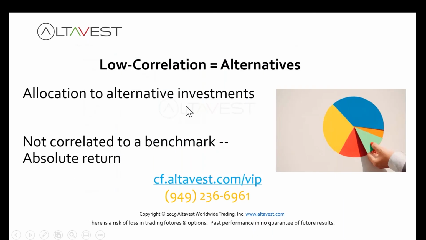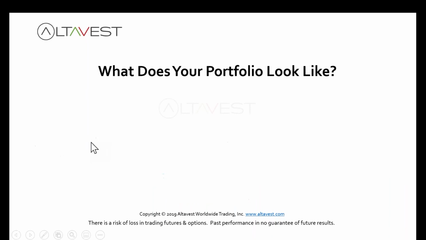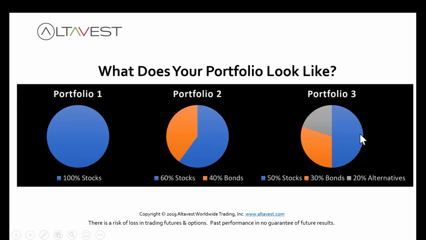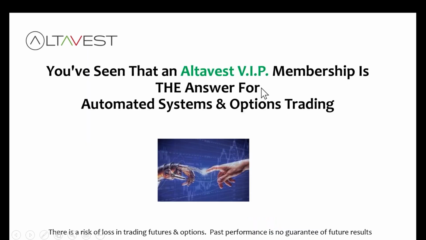So remember, alternatives such as what we talked about have a low correlation to traditional investments. That's why we like them. So we like portfolio 3, the alternatives there. That slice of the pie, we'd like to basically have you on board with us to be that slice of the pie in your portfolio. And that VIP membership, we think, is the answer.